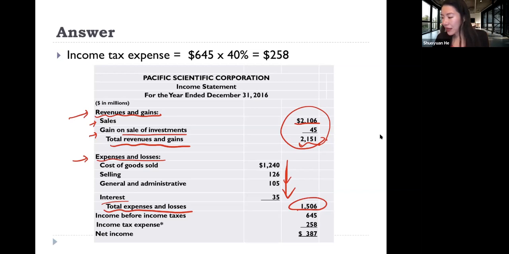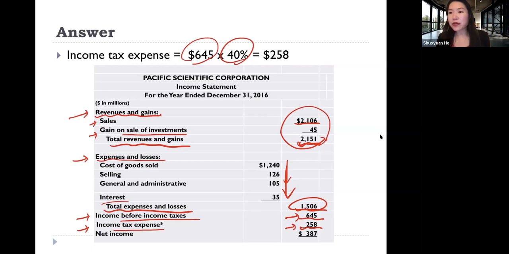If we take 2,151 minus 1,506, that will give you income before income tax. Then we take 40% of that, which gives you income tax expense of 258. We take 645 minus 258, that will give you net income of 387. So that is an example of a single step income statement.